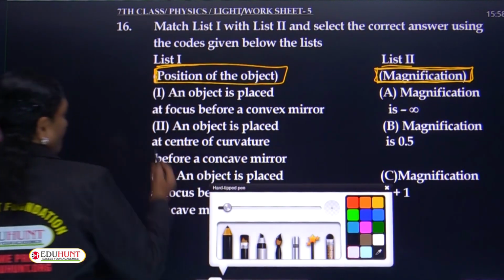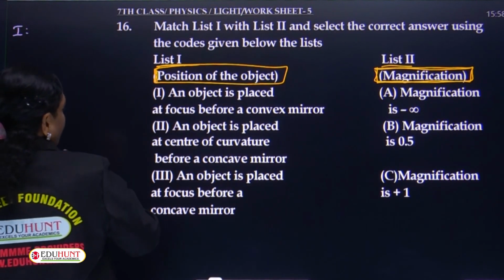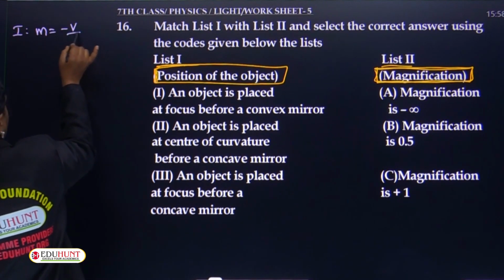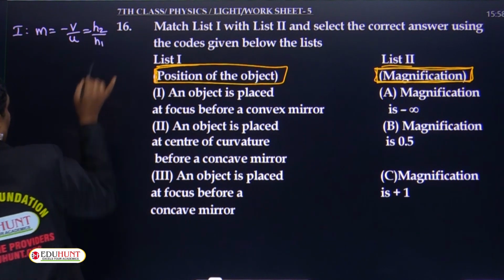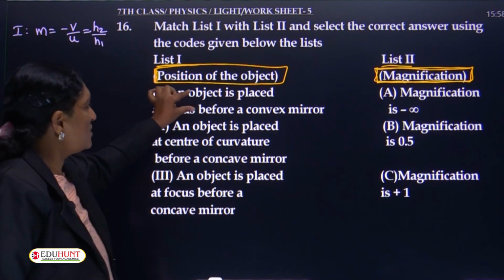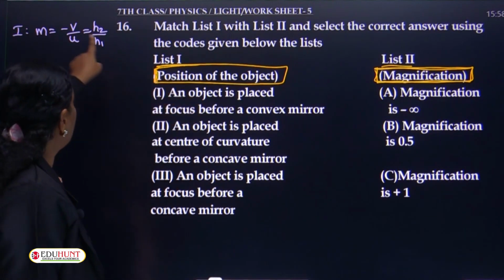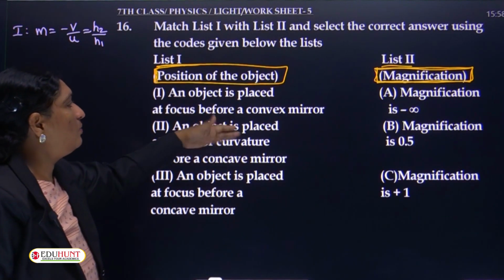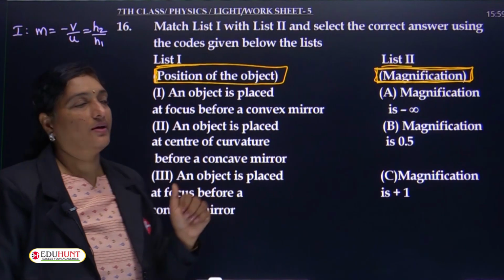So first of all, let us try to solve only the first one. The general formula for magnification is m equals minus v by u, or it can also be taken as h2 upon h1. In the condition, the object is placed at focus. So the u value is given as f. Then what about the magnification? If you know the value of v, then you can find it.